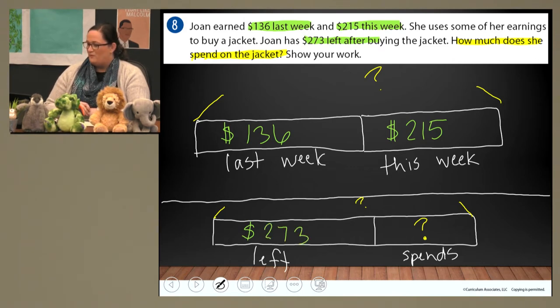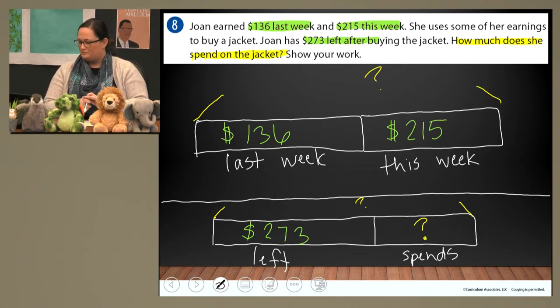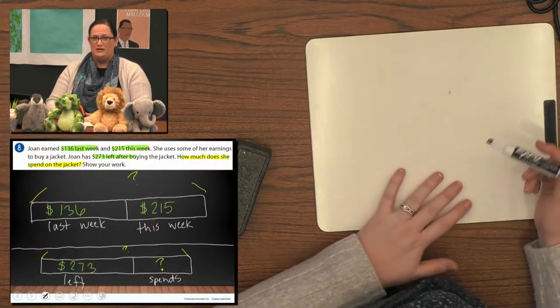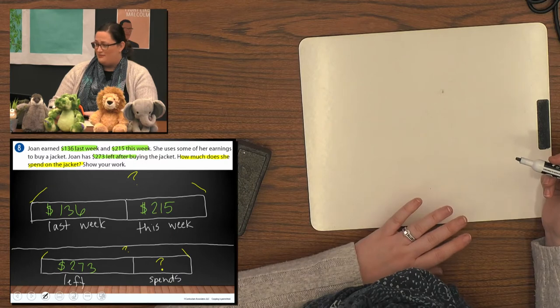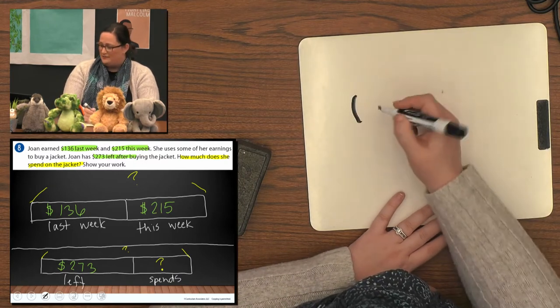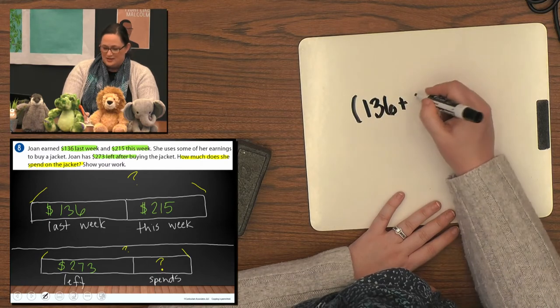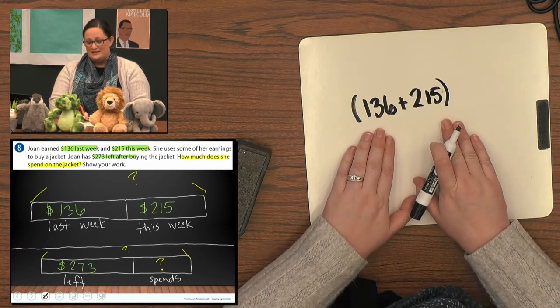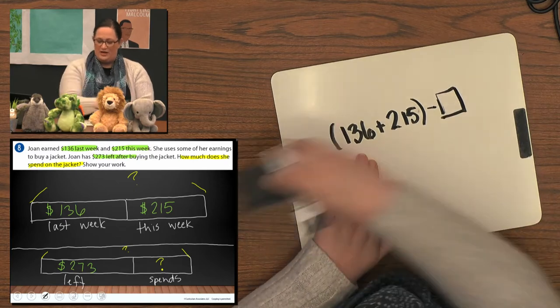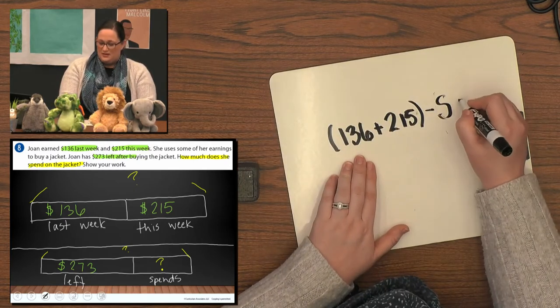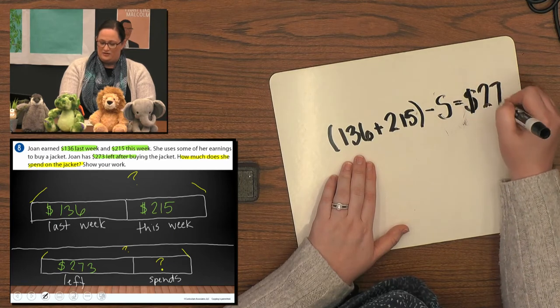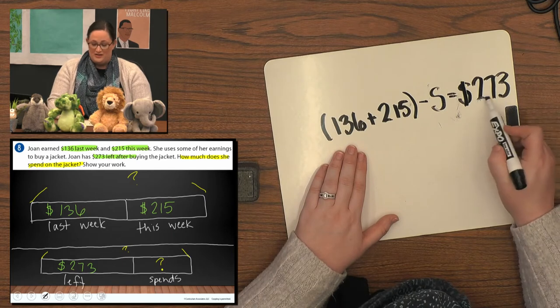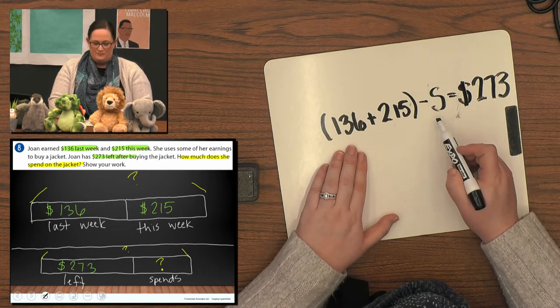Okay, what equation are we gonna need to do first before we can do this bottom equation? Yeah. These ones I feel like are always much harder than the other kind we were doing. So I have to first figure out how much she earned. To do that, I'm gonna add 136, last week's earnings, plus this week's earnings, right? So that's our total. And then she spends some. We don't know. We can put S for how much she spends. And she has $273 left. Well, we know with subtraction, we can just take away this part to find the part we don't know, right? But first we've got to do this.